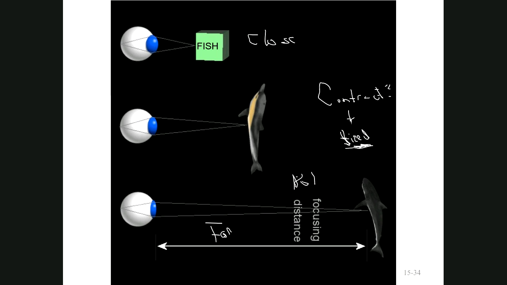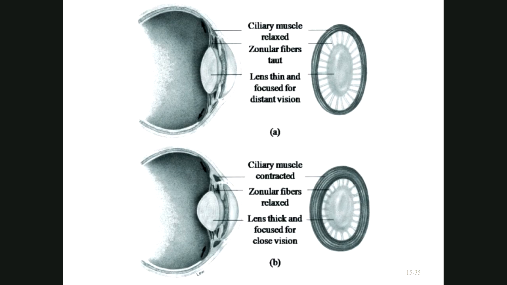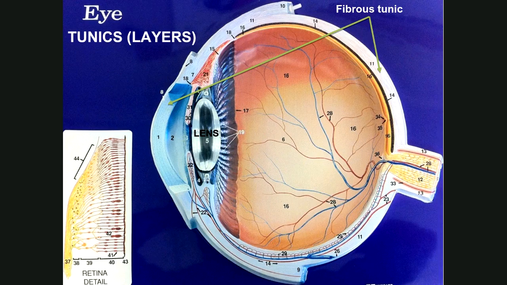Does that make sense to everyone? Any questions? Okay, so there's our lens, there's our ciliary muscle, there's our little suspensory ligaments, and then there's the ciliary body that makes the aqueous humor.